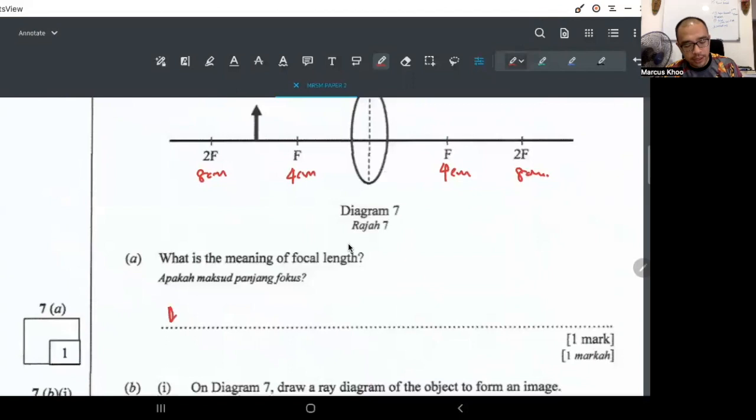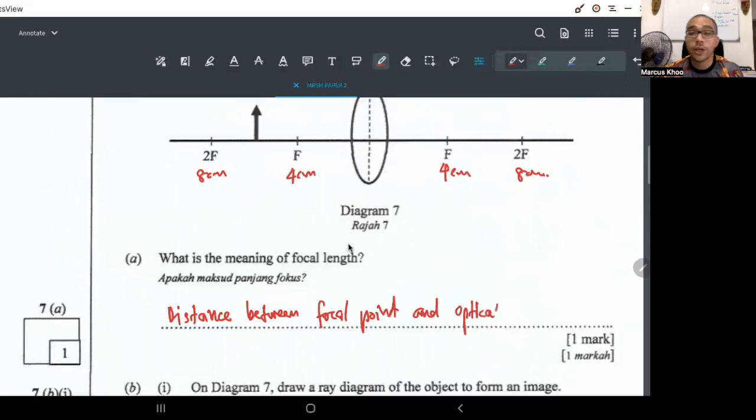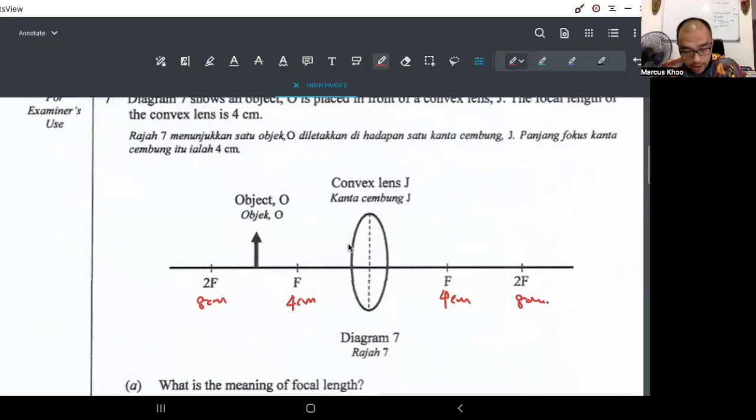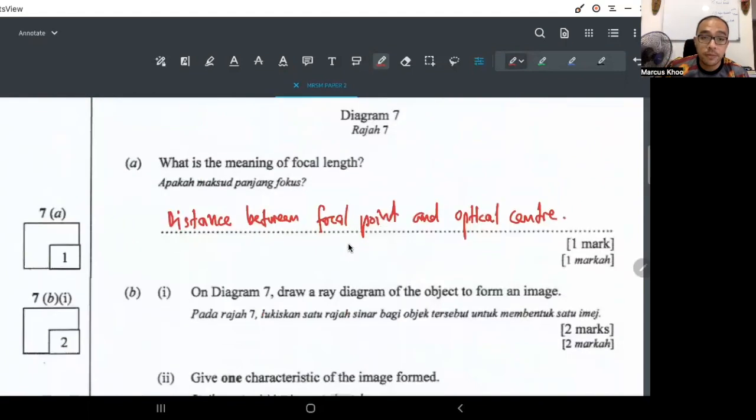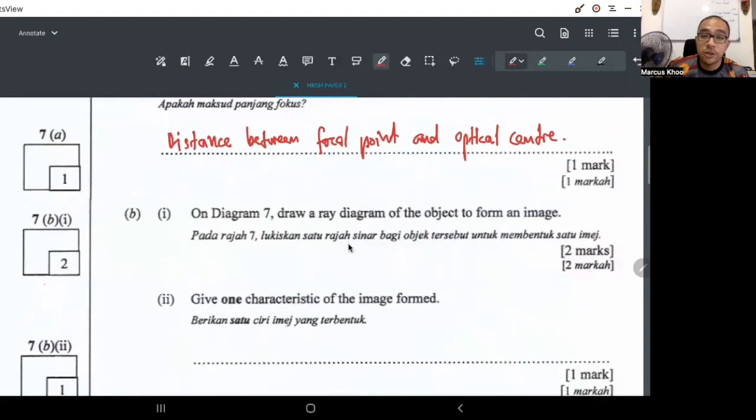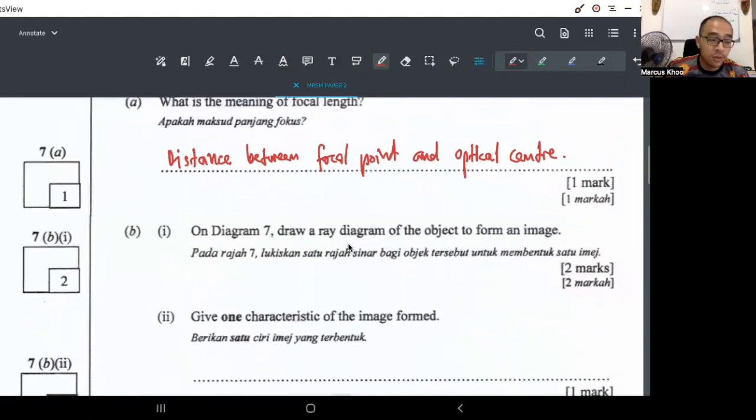Focal length is the distance between the focal point and the optical center, or the center of the lens. So it's the distance between the focal point and the optical center, which is this. This is the focal length. On diagram 7, draw a ray diagram of the object to form an image.